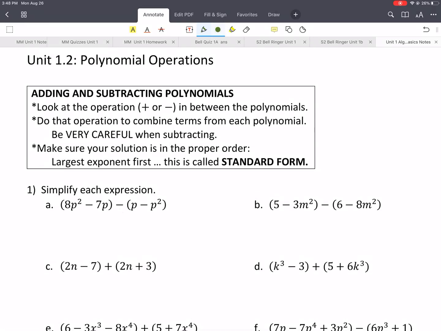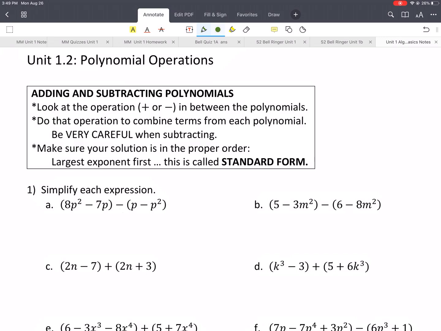All right, welcome back. This is Unit 1.2, Polynomial Operations. Last in Unit 1.1, we covered polynomials and how to classify them. Now we're going to add, subtract, and multiply polynomials.